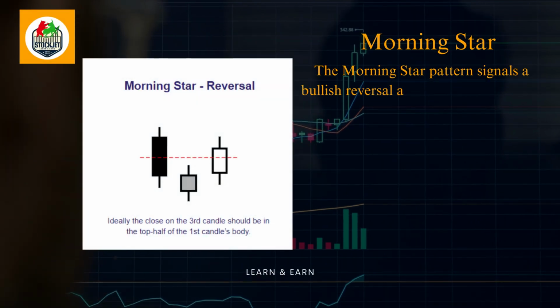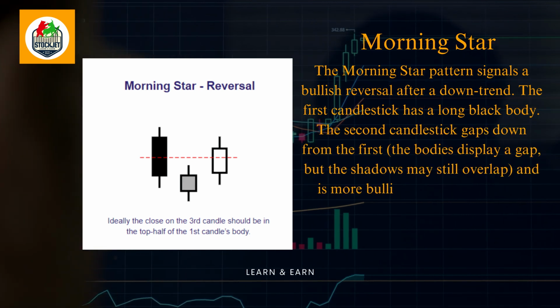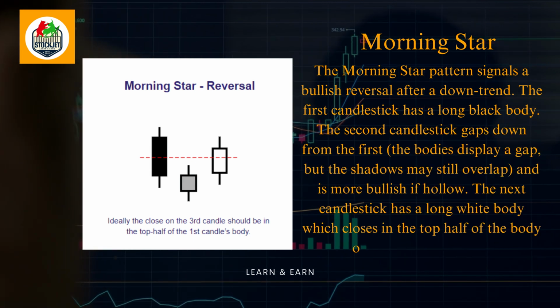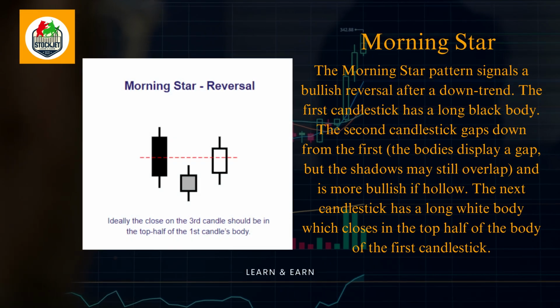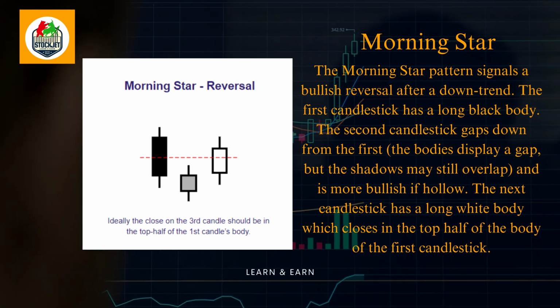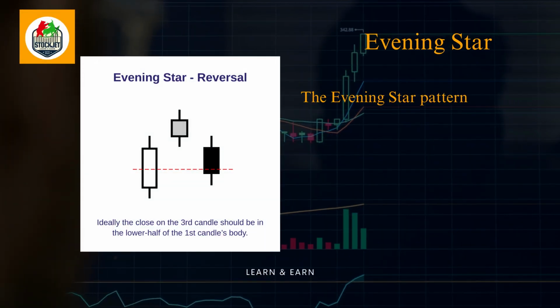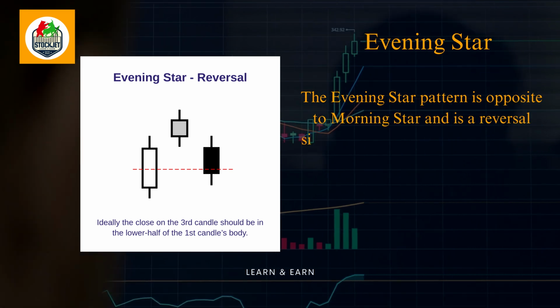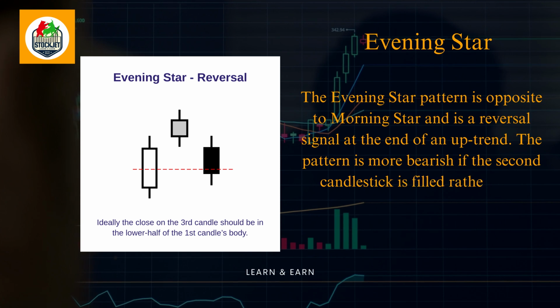The morning star pattern signals a bullish reversal after a downtrend. The first candlestick has a long black body, the second candlestick gaps down from the first, the bodies display a gap, but the shadows may still overlap, and is more bullish if hollow. The next candlestick has a long white body which closes in the top half of the body of the first candlestick. Evening star. The evening star pattern is opposite to morning star and is a reversal signal at the end of an uptrend. The pattern is more bearish if the second candlestick is filled rather than hollow.